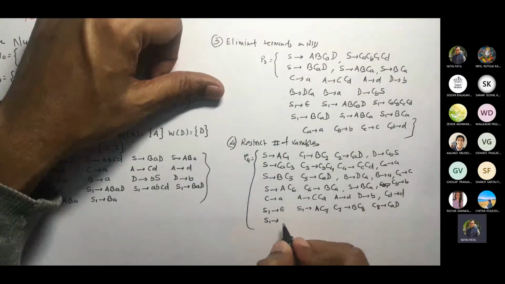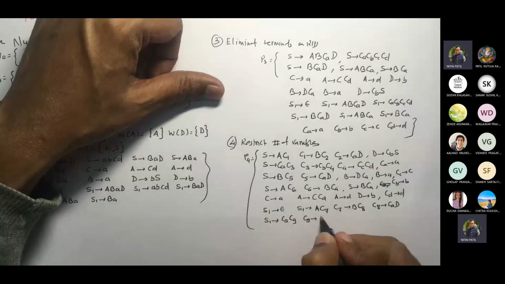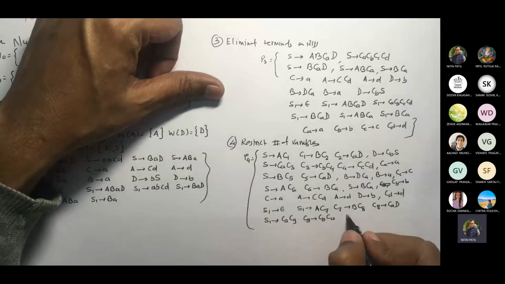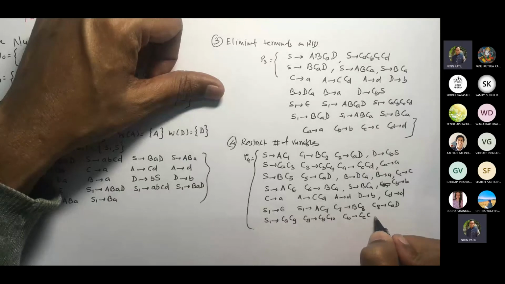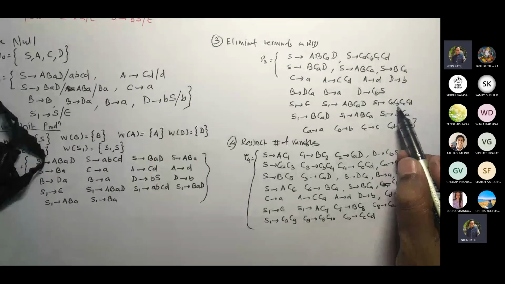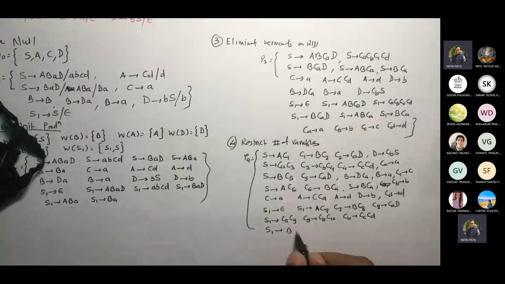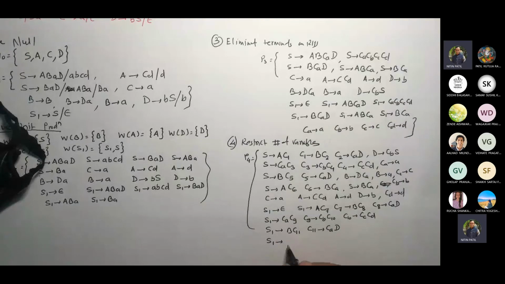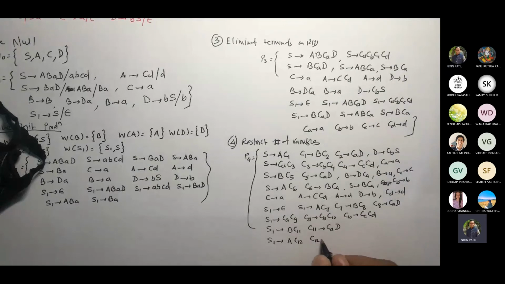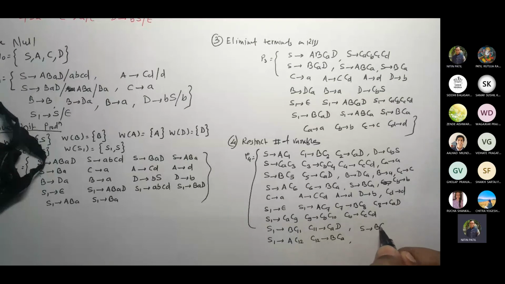Yes, sir. Now next for S1. CA C9, C9 gives CB C10, C10 gives CC CD, correct? Good. So we have considered this one. Now these two are remaining. So S1 gives B C11, C11 gives CAD, correct? S1 gives A C12, C12 gives BCA, and then S gives BCA.